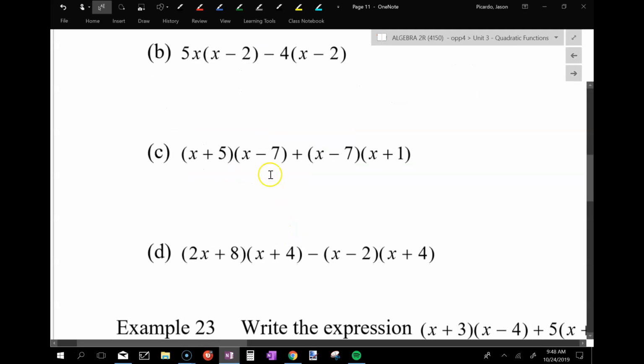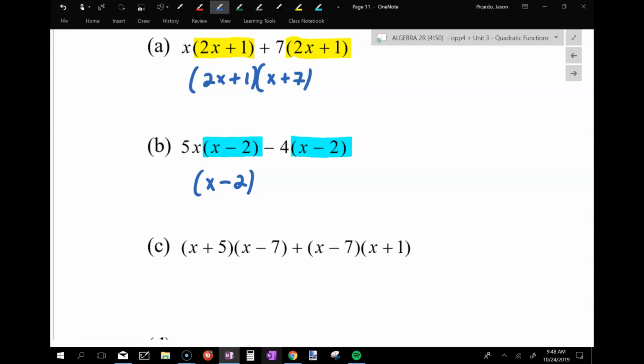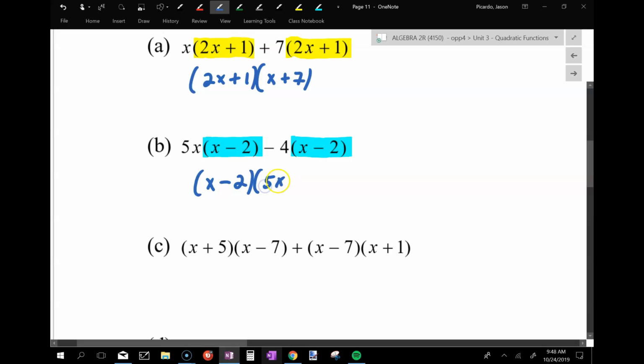Here I have 5x times x minus 2 minus 4 times x minus 2. Do they share anything in common? An x minus 2. So I'm going to write those down. So if I took an x minus 2 out of 5x times x minus 2, what's left? 5x. And if I took an x minus 2 out of this, what's left? Negative 4. Okay?